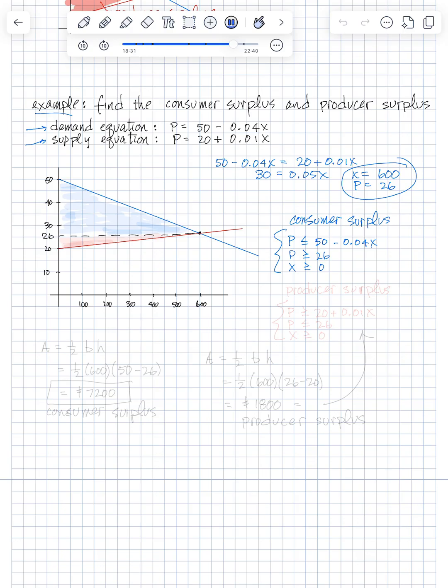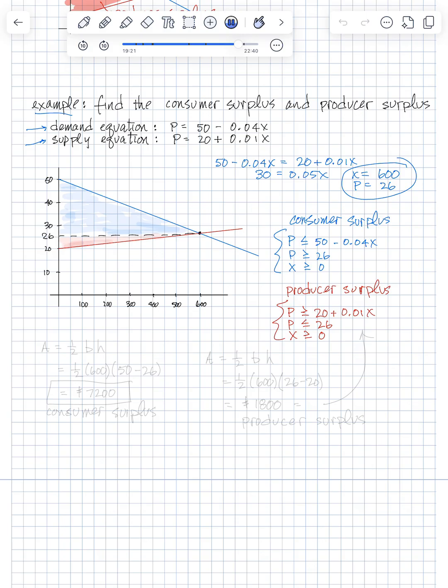Now we'll do our producer surplus. And those equations are P this time has to be greater than or equal to 20 plus 0.01x. We also know that P is less than or equal to 26, and x is greater than or equal to 0. So these are our three producer surplus equations.